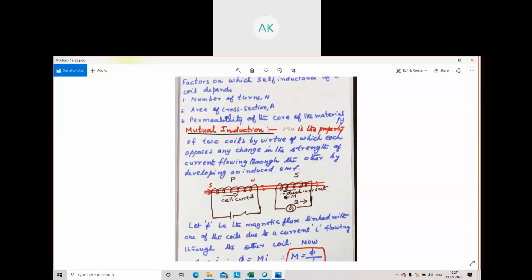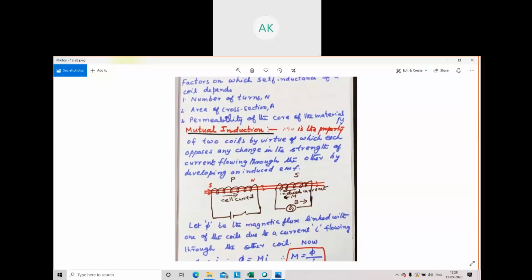See, flux lines, that red line shows the magnetic flux. So when current is varied, the flux linked with it varies, and that flux is linked with the secondary coil. So an EMF will be induced in it to oppose that growth of current in the neighboring coil.